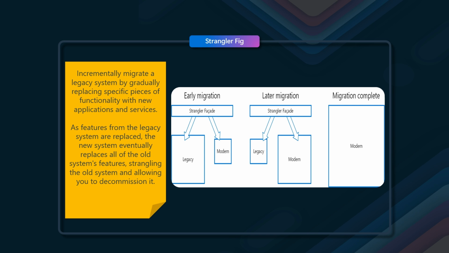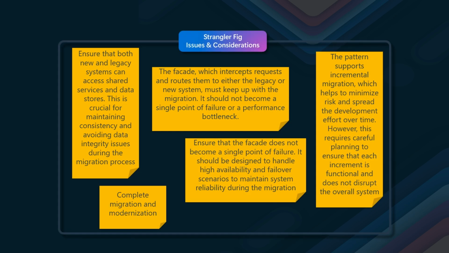avoiding big bang rewrites. So the pattern supports an incremental approach, avoiding the risks associated with a big bang rewrite. It allows for adding functionality to the new system at a manageable pace while ensuring the legacy application continues to function. In summary, the Strangler Fig pattern is about incremental and controlled migration rather than a direct lift and shift or transform approach. It allows for a gradual transition, ensuring continuity and minimizing risks during the migration process.